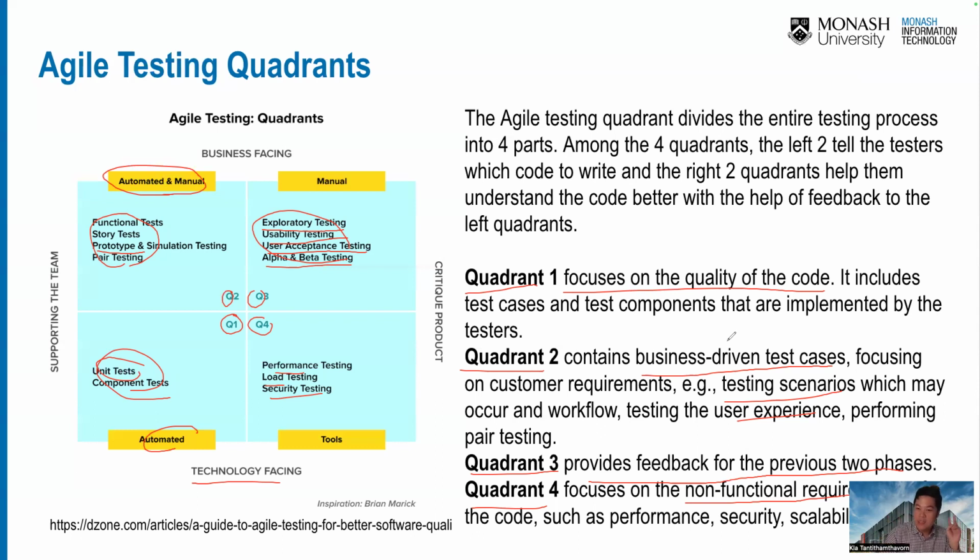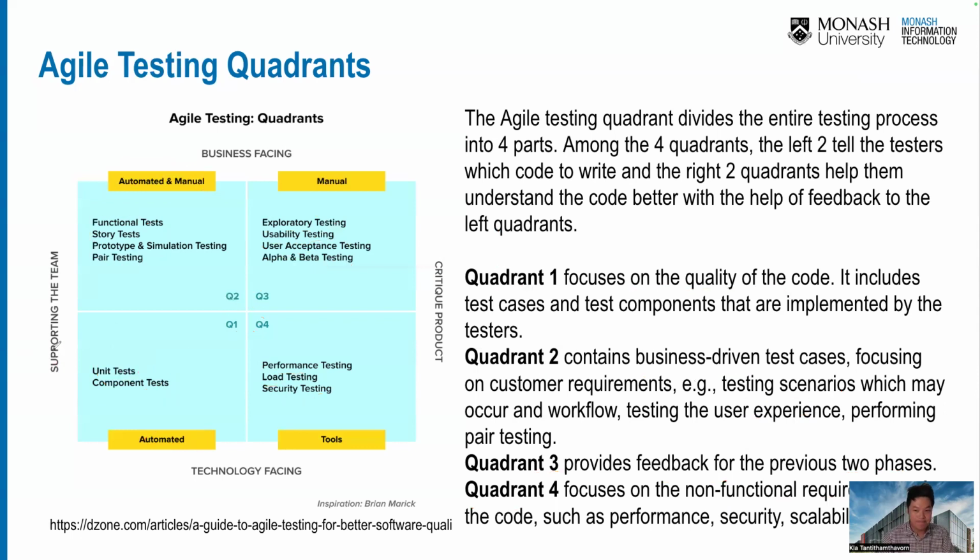You need to focus or prioritize your efforts on the quadrant 1. The functional correctness must be the utmost important. Okay, followed by the other aspects. Okay, make sense? Yeah, that's the agile testing quadrant.